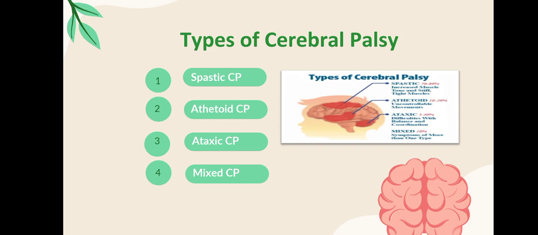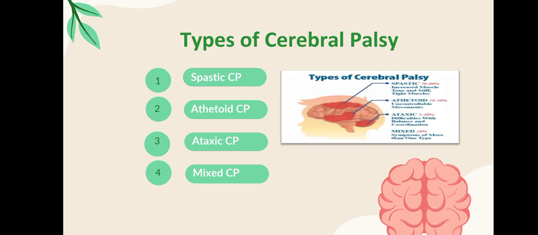Among these types, spastic CP is the most prevalent type. Basically, in spastic CP, the muscles which are prone to tightness become hypertonic. For example, the gastrocnemius soleus complex, hamstring muscles, or adductors of the hip joint become spastic or hypertonic. In the second type, athetoid CP, there are involuntary movements in the body. For example, if the patient is sitting in a normal relaxed position, then there is an involuntary movement of the face or the hands which cannot be controlled by the patient.